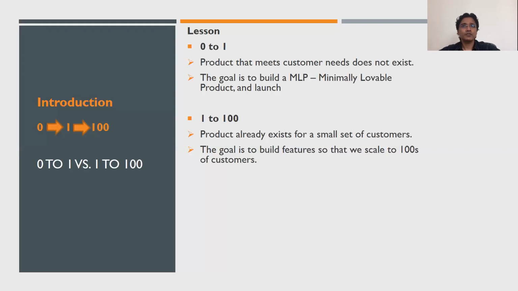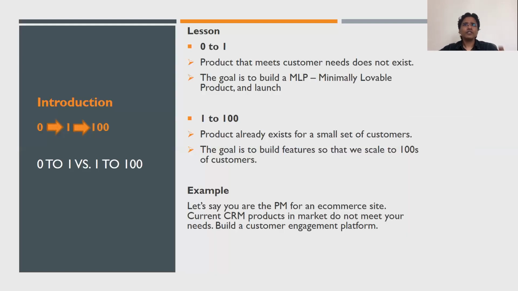So the next piece is a product from 1 to 100. So this is about a product which is already existing, maybe with small set of customers. And then really goal of the PM is taking this product to the hundreds of customers by building various features. So today we'll focus on the first part, which is building it from zero to one. So let's see and take an example.